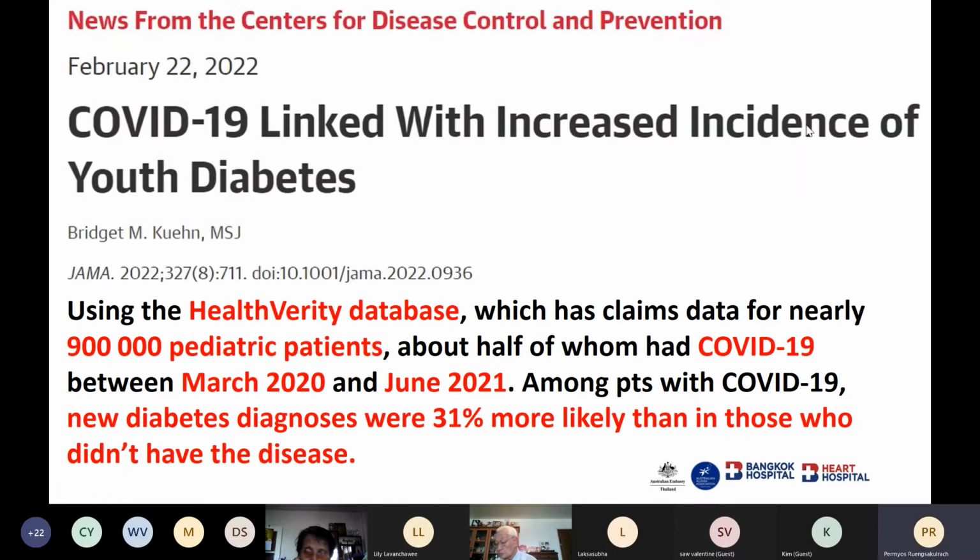And the COVID-19 infection is also associated with increased diabetes, okay? So if you have COVID infection, about 31% more likely to have diabetes than those that don't have COVID infection.